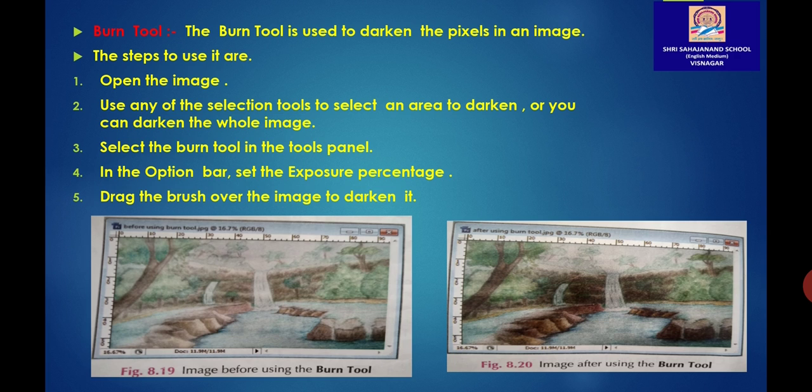Select the burn tool in the tools panel. In the option bar, set the exposure percentage. Drag the brush over the image to darken it. Here is the figure: image before using burn tool and image after using burn tool. In this way we can darken a portion of the image or the whole image. In this way we can use burn tool.